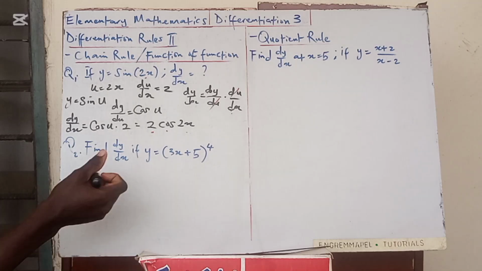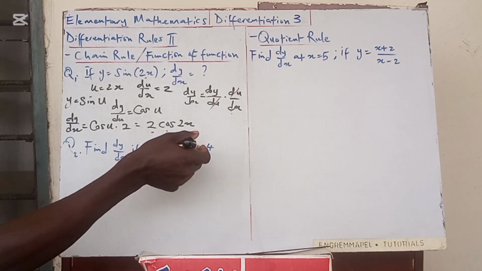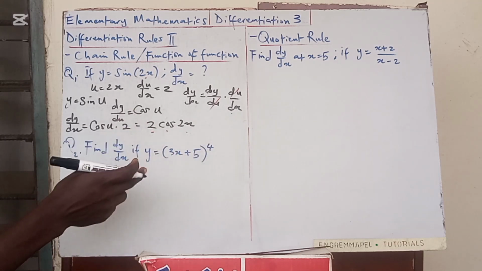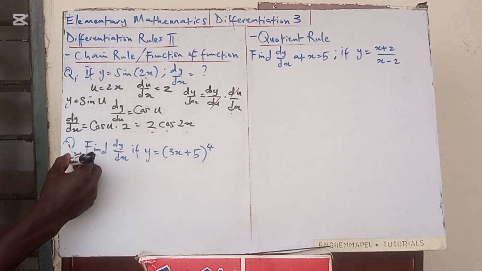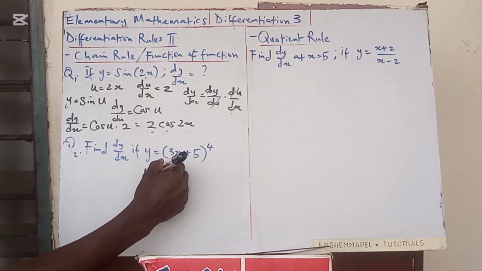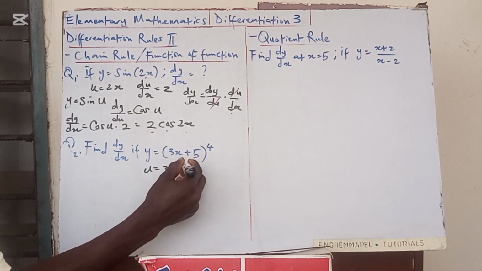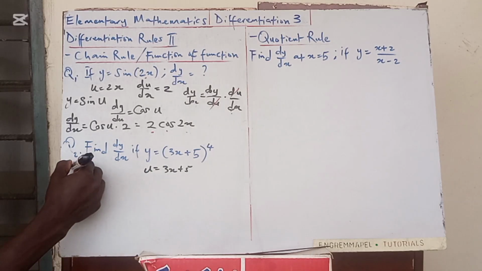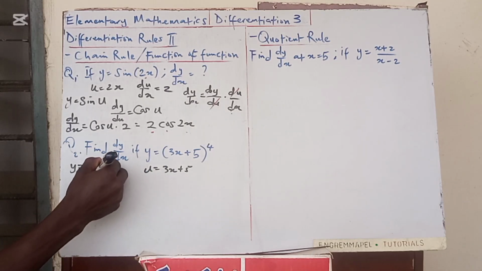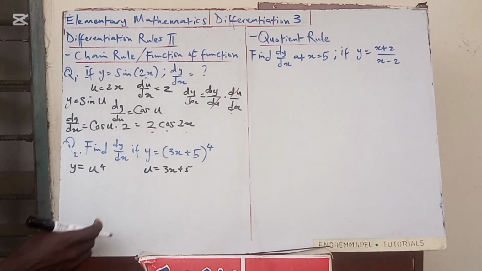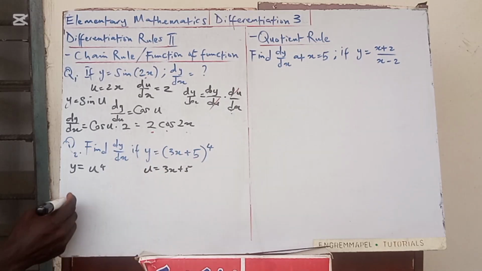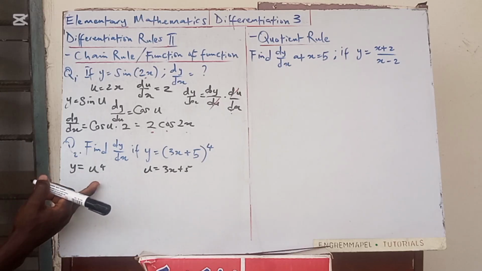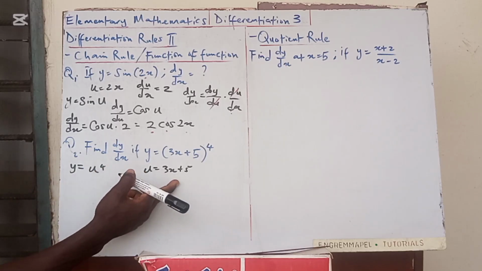Now you have y equals 3x plus 5 raised to power 4, and we want dy dx. So now you can see that this is the complex part here, and that's what we're going to be representing by u. So I'll say let u equals 3x plus 5. Now if u is equal to this, that means my y will be what? u raised to power 4. Am I right? Because all this now is already u. So now we look for dy du and du dx. See, this is with respect to u, this is with respect to x.